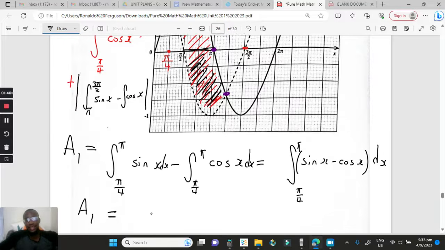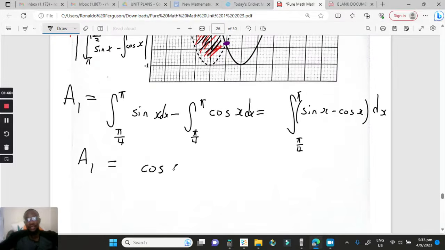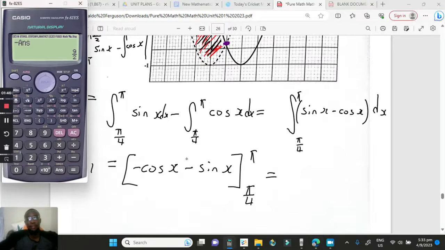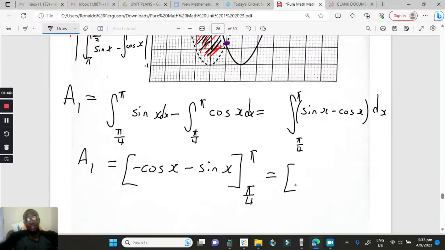So we integrate sine and we get negative cos x, and then we integrate cos and we get sine x. And remember, we're going from pi over 4 to pi. When you plug in pi, no problem, plug in pi. So let me put the calculator in radians here. So put in cos pi, which is -1. So we have -1 minus, so put in sine pi, we get 0.